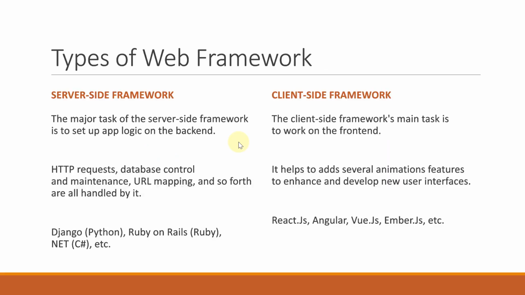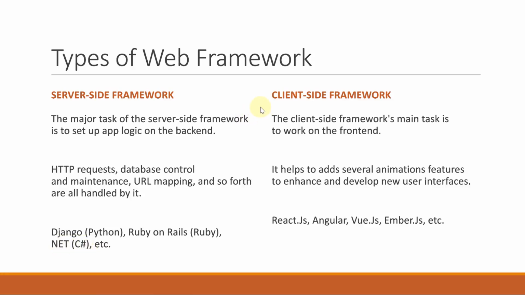Now there are two types of web framework. First is the server side framework and second is the client side framework. Let's first understand what is server side framework. Now the main role of the server side framework is to set up the application logic on the backend. Due to this it is also known as backend framework. Now it covers various tasks like handling HTTP requests, managing and controlling database, managing the URL mapping, etc. Now these frameworks are used to increase the security and simplify the development process. Now some well-known examples of the server-side frameworks are Django, which is built on Python. Then there is Ruby on Rails, which is built on Ruby. Then there is .NET, which is based on C#.